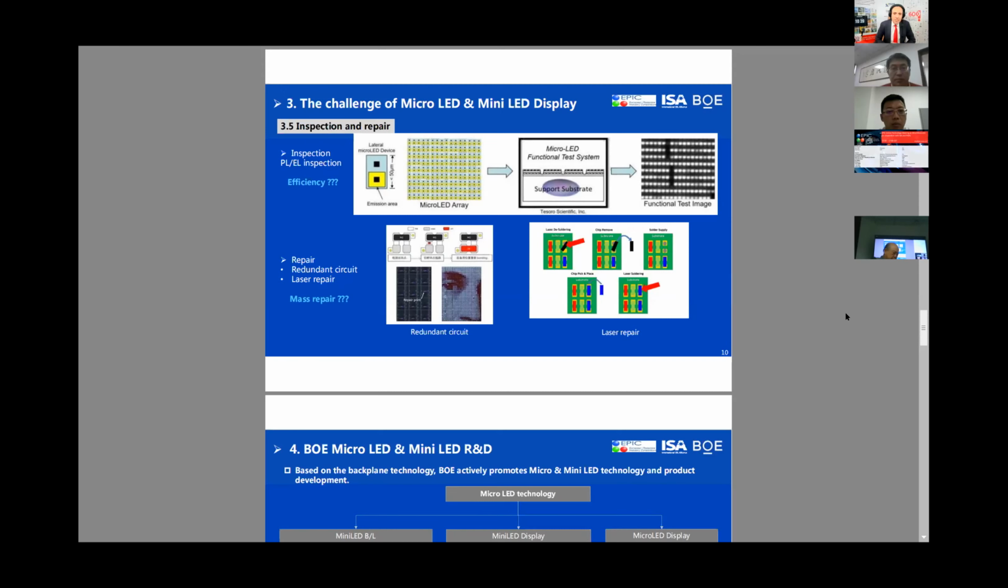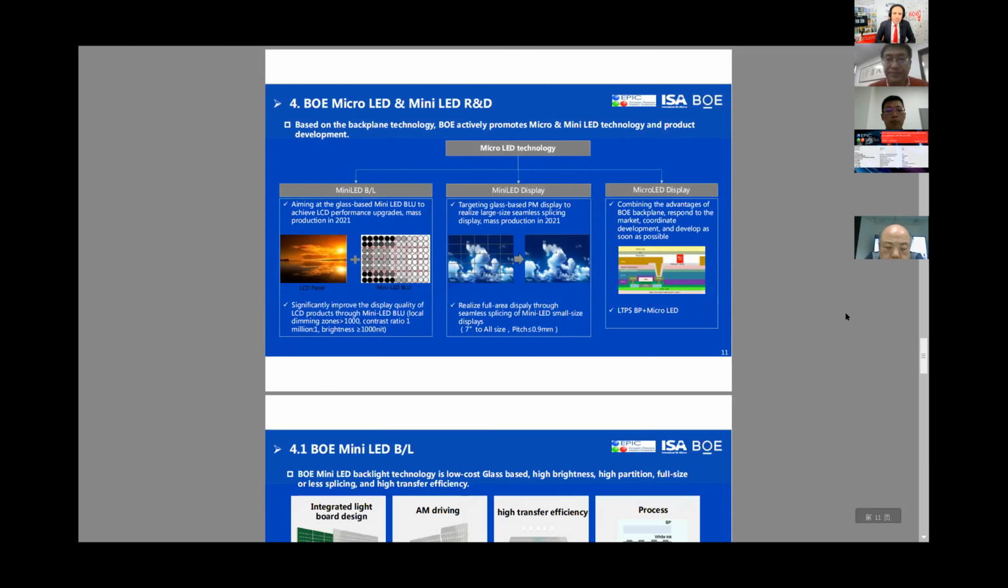And in terms of the repair, there are two issues here. First, if we use a redundant circuit as a design, this redundant circuit is going to take a very large proportion of the display area. So in the future, this is going to hinder large PPI application. And the second thing is the large area laser repair. This is also one of the major topics that we are confronting.